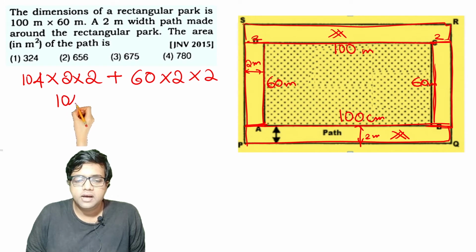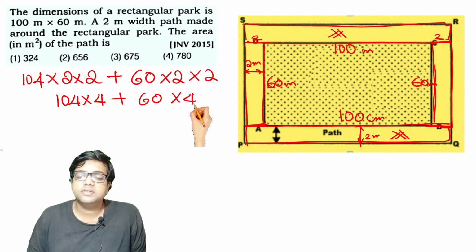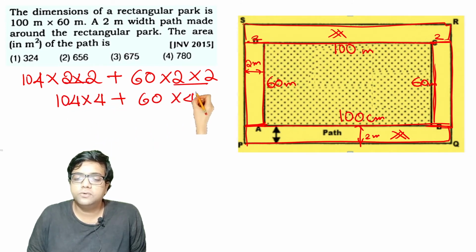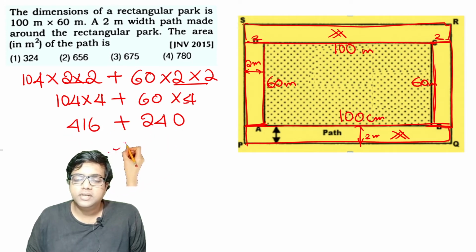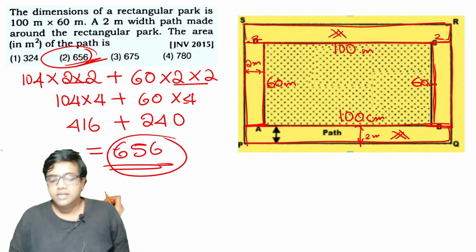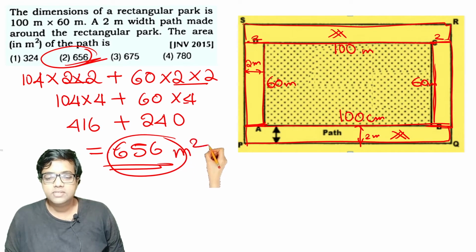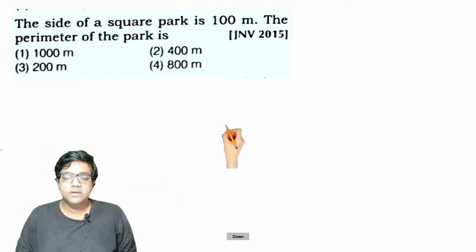So this will be 104 into 4 plus 60 into 4. 2 2s is 4. 104 into 4 will give you 416, plus 6 4s are 24, 240. After adding them, you will get 656 as the right answer. 656 meter square is the right answer for this question. All right, let's move ahead.